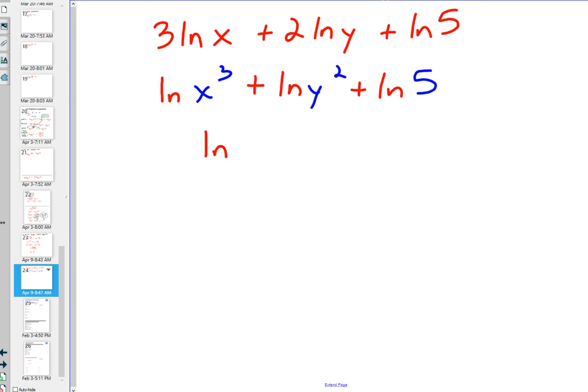This is just 5x cubed y squared. And in this case, you've already condensed. Nothing there can be evaluated.